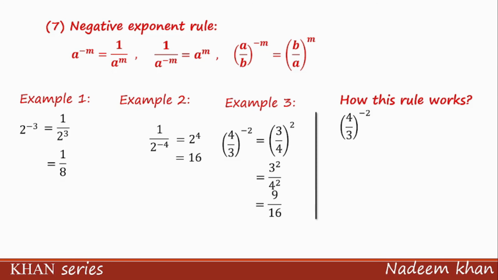4 divided by 3 whole power minus 2. We distribute the exponent to both numerator and denominator. We get 4 to the power minus 2 divided by 3 to the power minus 2. Now take the reciprocal and make the exponent positive. We get 3 to the power 2 divided by 4 to the power 2, which is 9 divided by 16, which is exactly what the rule gives us.